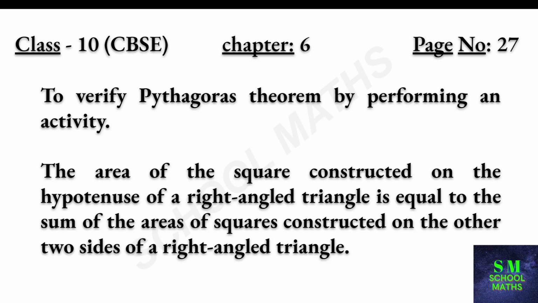To verify Pythagoras theorem by performing an activity: the area of the square constructed on the hypotenuse of a right angle triangle is equal to the sum of the areas of the squares constructed on the other two sides of a right angle triangle.